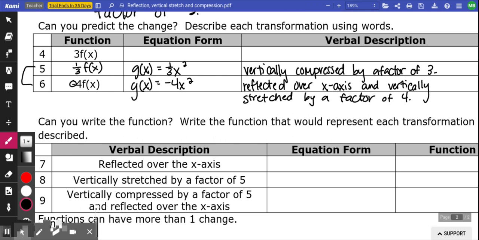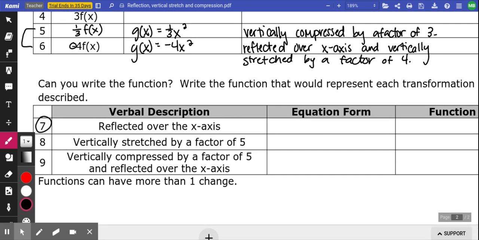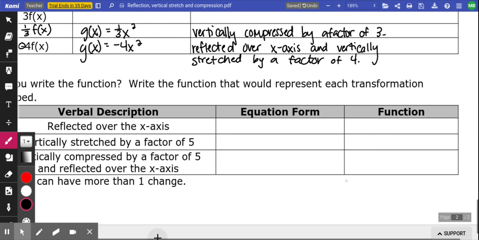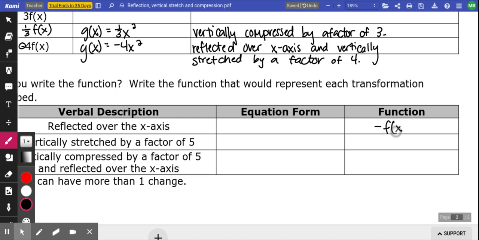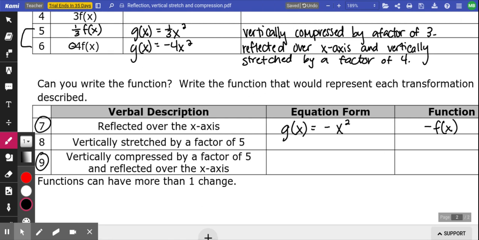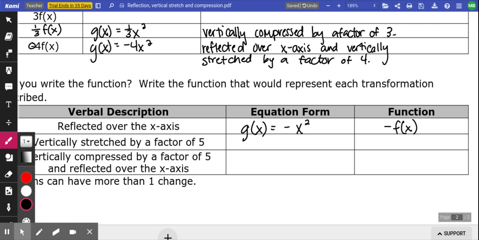Next, we're going to work from a verbal description. This time, I'm only going to focus on number 7 and number 9. So starting with number 7, reflected over the x-axis, I know that that's going to be the opposite of my parent function, which is going to give me negative x squared. Number 9, vertically compressed by a factor of 5 and reflected over the x-axis. That's going to give me negative 1/5 of the parent function, which is g of x is equal to negative 1/5 x squared.